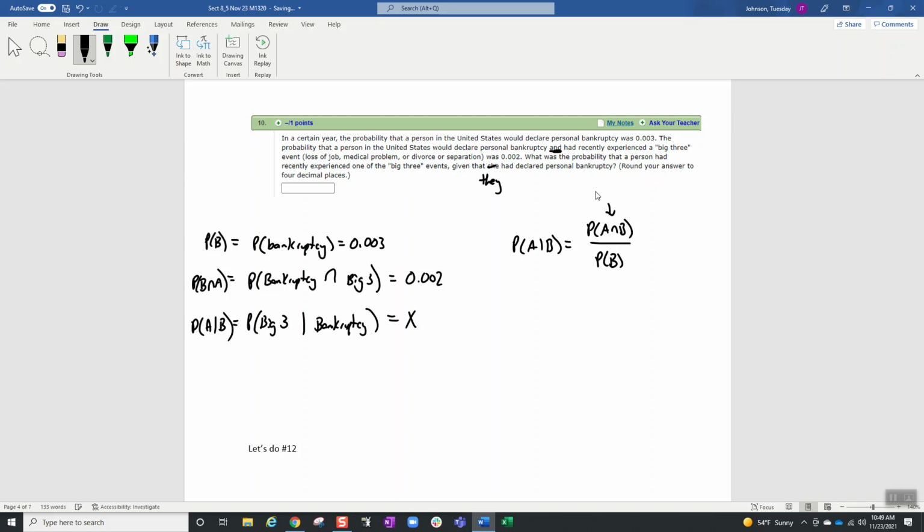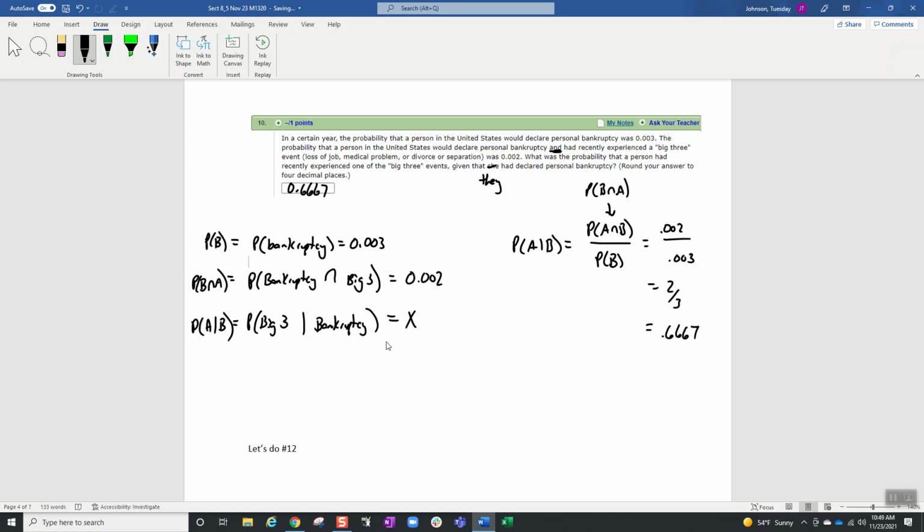And keep in mind, this is the same as B intersect A. Intersection is commutative, meaning you could do it in either order. So a bankruptcy is 0.003. The intersection is 0.002. That's 2/3. Round your answer to 4 decimal places. 0.6667 would be our answer.